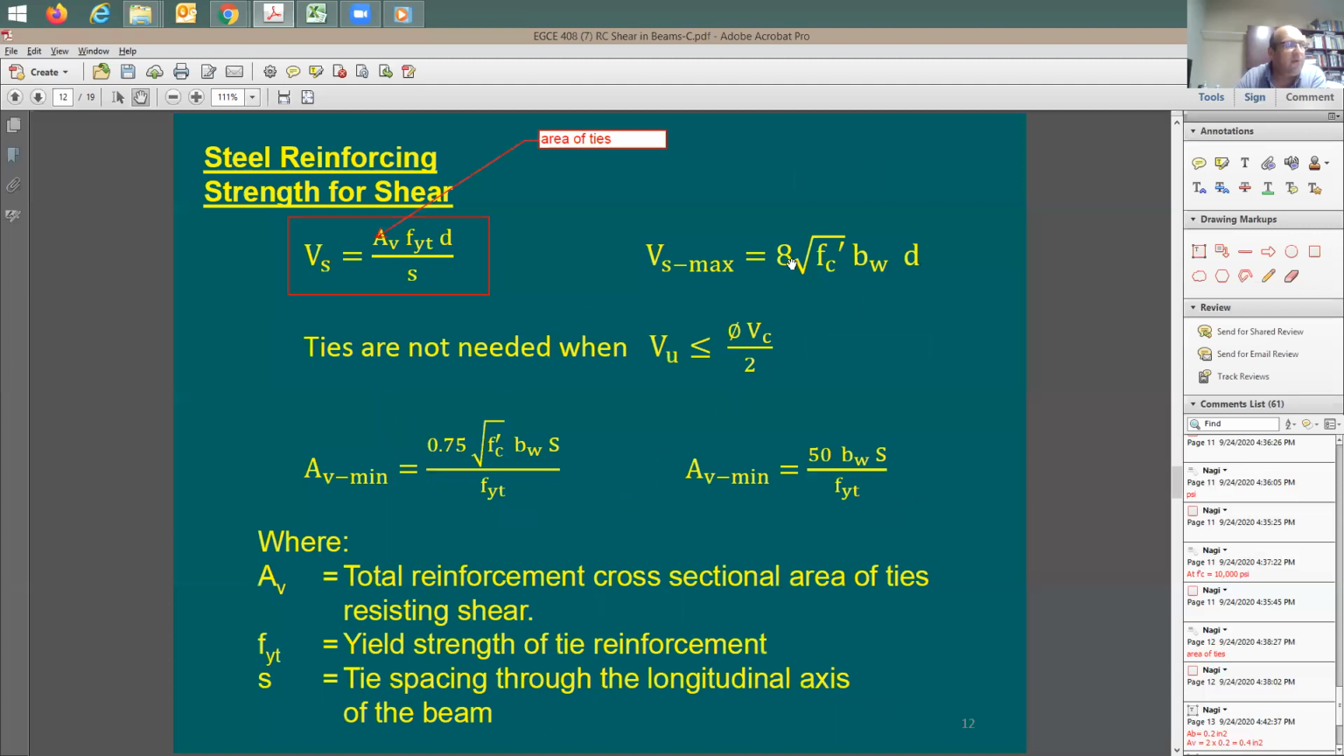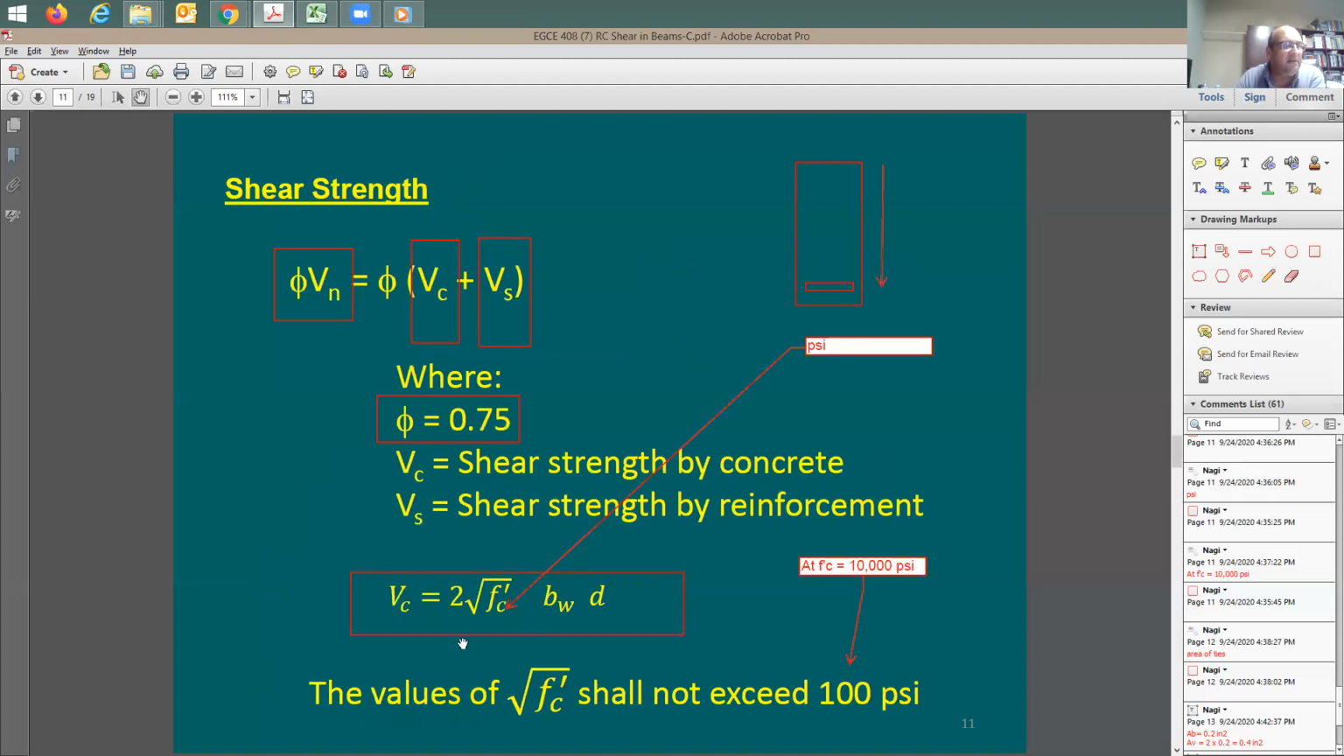How do I know it's going to be 4? Because here it says 8 and here it says 2, right? So the concrete is taking this many kips. Let's say this here equals 100 kips. I'm just throwing a number here, right?